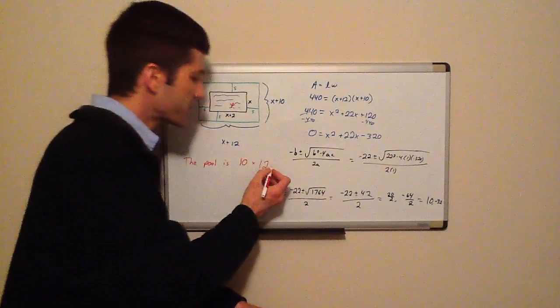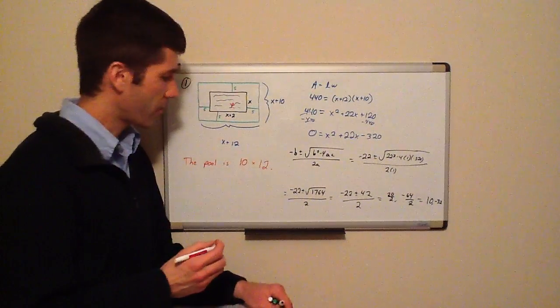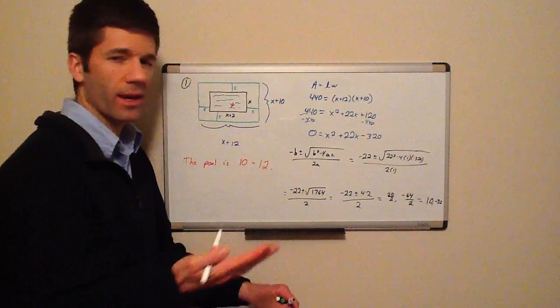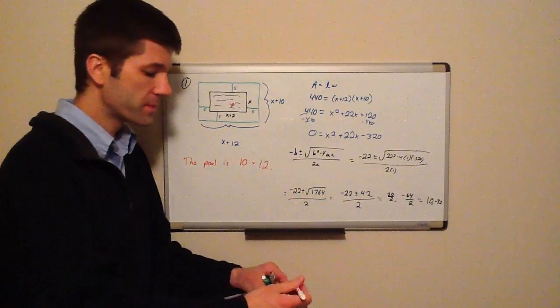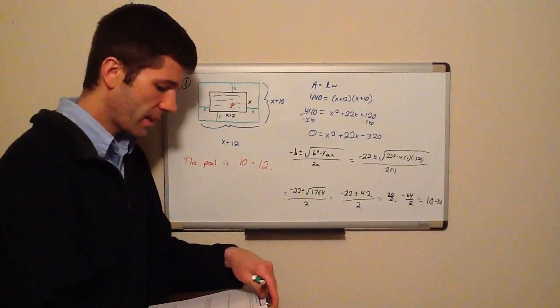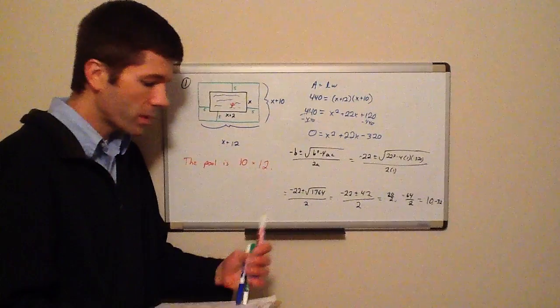Now, we're so used to doing math, we look at that and we say, oh, that's 120. Sure, yeah, it is, but we're giving the dimensions of the pool, so it's a 10 by 12 pool. Okay, there's number 1. Number 2 is incredibly good.